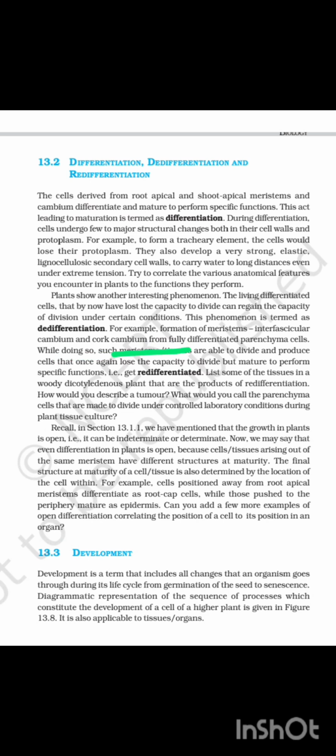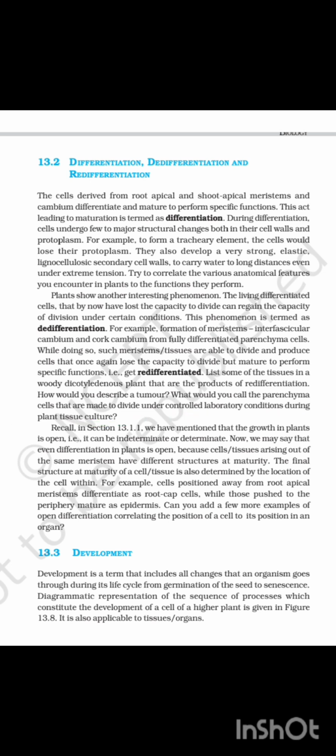While doing so, such meristems or tissues are able to divide and produce cells that once again lose the capacity to divide but mature to perform specific functions. This is called redifferentiation. List some of the tissues in a woody dicotyledonous plant that are products of redifferentiation. How would you describe a tumor? What would you call the parenchyma cells that are made to divide under controlled laboratory conditions during plant tissue culture?